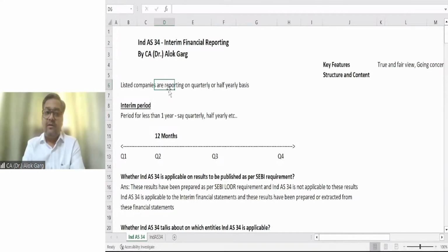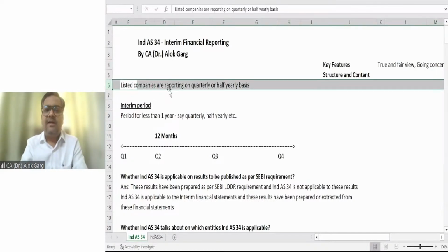Sir, whether this standard is applicable to companies other than listed companies? In my initial days of career, I was working in a company. That company was not a listed company, but its holding company was listed, right? Just to support the holding company, this company was also preparing the quarterly financial statement. So if a company has decided or chooses to prepare the quarterly financial statement or interim financial statement, then this standard will become applicable, right?